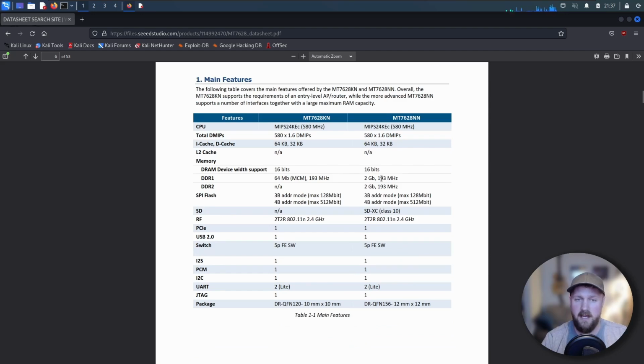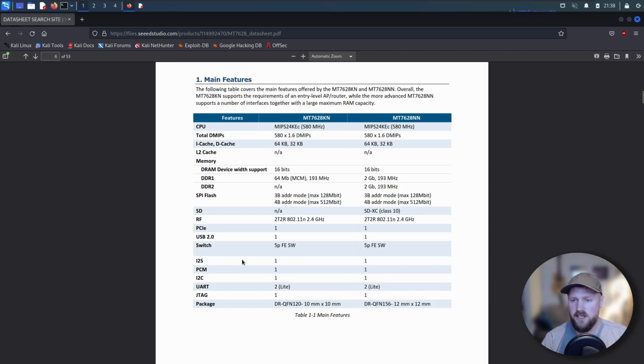Okay, so again, in the main features, we see this MIPS, which we already saw. Another thing that stands out to me is this SPI flash. So we can see that the flash for the ROM is communicating with this SPI format. This is Serial Peripheral Interface, and this is another communication protocol that we're going to talk about more in depth. So good to see that, and that's how the ROM is communicating.